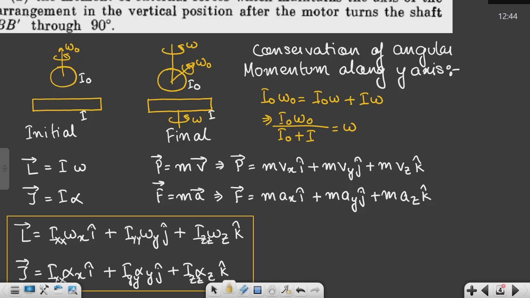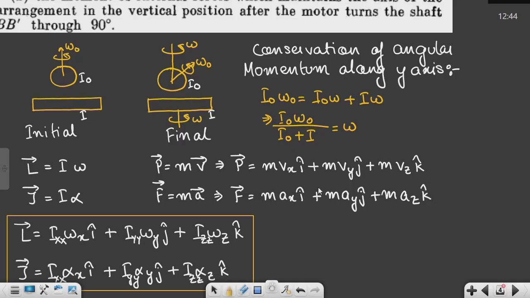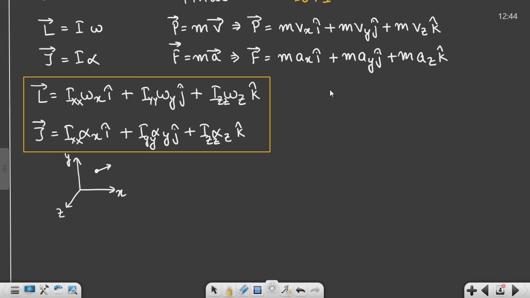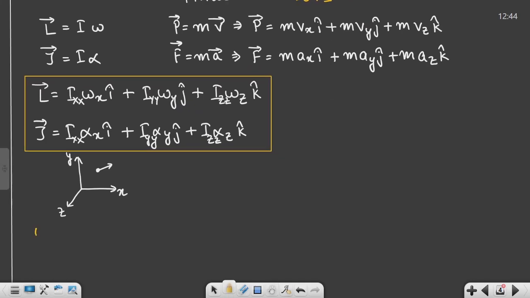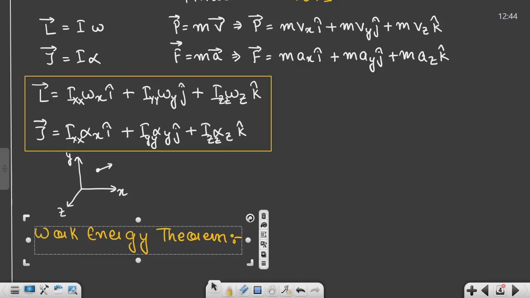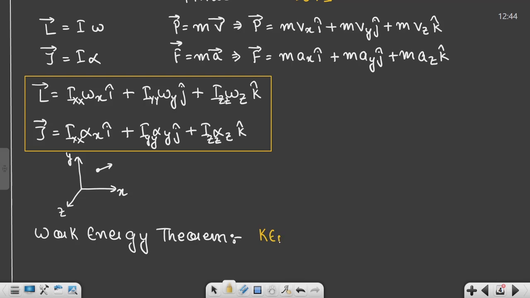Now the question is asking the work done by the motor. So work done by any force, I can simply apply work energy theorem. And what does work energy theorem say? Change in kinetic energy is equal to work done by all the forces plus work done by all the torques. So final kinetic energy minus initial kinetic energy is equal to work done by motor. There is no other force doing any kind of work.